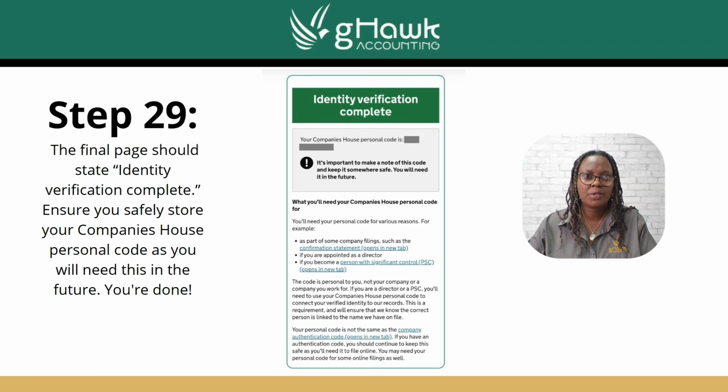If it's able to match both the identity on the passport and the address that you have provided, you will receive a confirmation that the identity verification is complete, and you will see on the screen your Companies House personal code, which is an 11-digit code. You must keep this safe because you will be required to use this code to link all the companies that you are a director of or you are a person of significant control on.